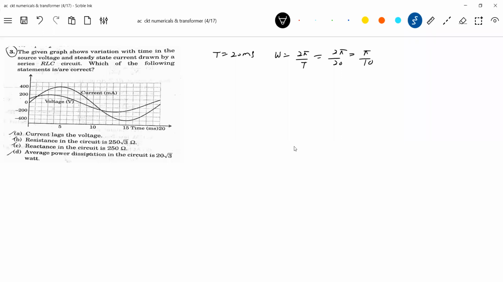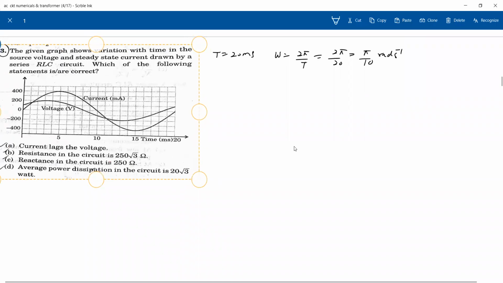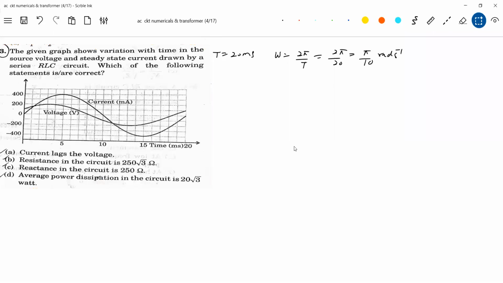20 pi by 10 radians per second. Current leads the voltage, or voltage leads the current, lags the voltage, no? Graph. Sir, omega should be 100 pi, sir. Milliseconds, no, it is 20 milliseconds. 20 into 10 to power of minus 3. 100 pi, yeah.